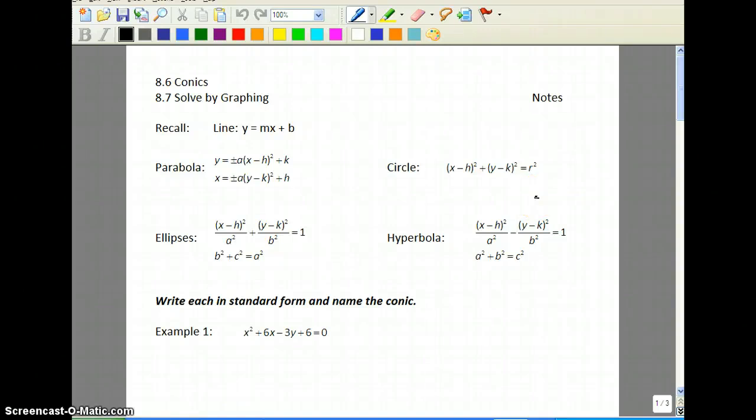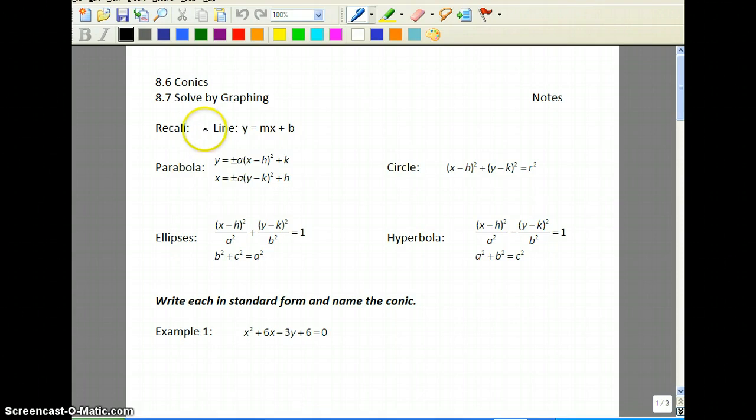Alright, sections 8.6 and 8.7 are really going to be a review. We're going to use all of our conics and the fact that we know how to graph a line to solve systems of conics by graphing. In section 8.6 they just have you complete the square and then name the conic, but you've been doing that on every quiz the whole chapter, so that should be pretty easy.